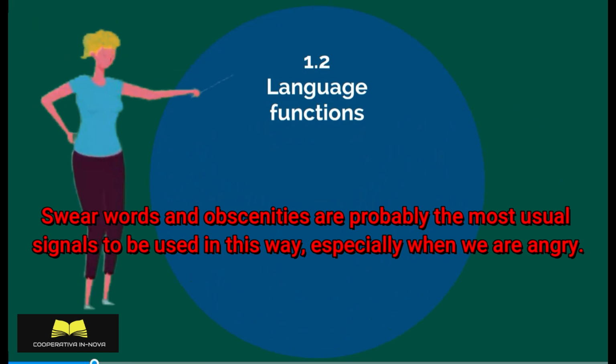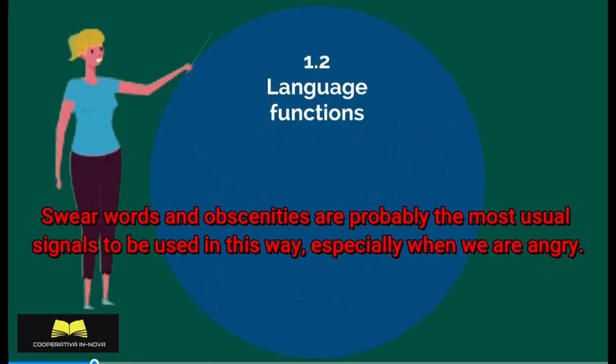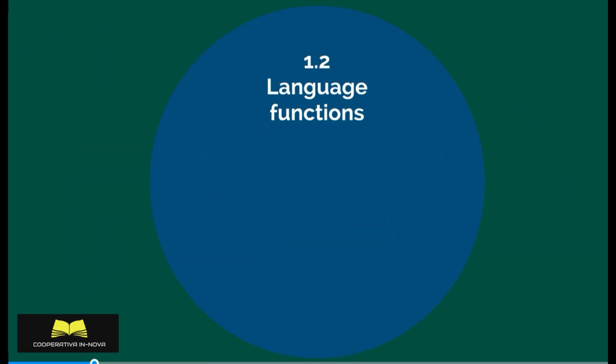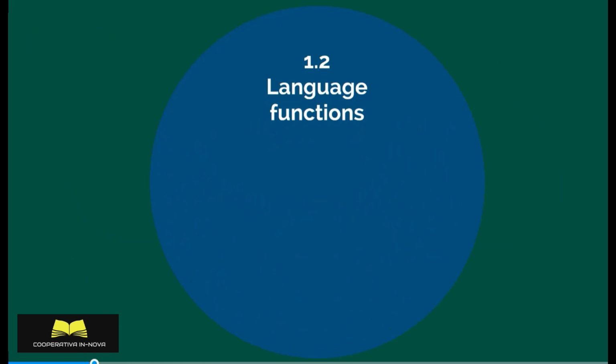Swear words and obscenities are probably the most usual signals to be used in this way, especially when we are angry. But there are also many emotive utterances of a positive kind, such as expressions of fear, astonishment.